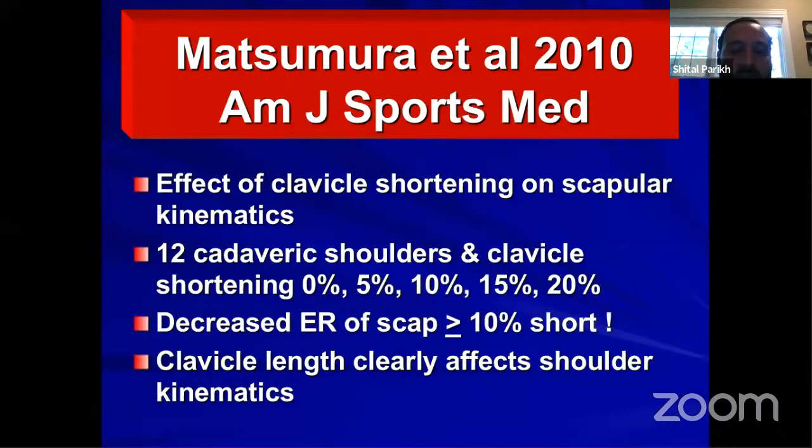Here is another study about the shortening effect on scapular kinematics. There were 12 cadaveric shoulders, and shortening was from 0 to 20%. And as you can see, once you approach 10% of shortening, which typically is around 2 centimeters of shortening, then there is decreased external rotation of the scapula.